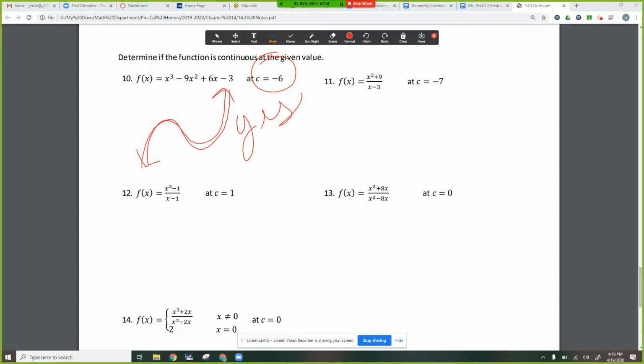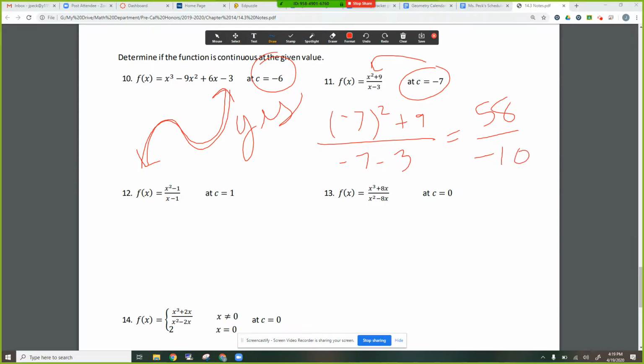So in order to double check, we're going to plug in our C value and make sure that we don't get an error. So -7 squared plus 9 over -7 minus 3. So -7 squared is 49, 49 plus 9, 58 over -10. Those are both even, so they could simplify. So I don't have my calculator on me, guys, so pardon my mental math here. 29, this.